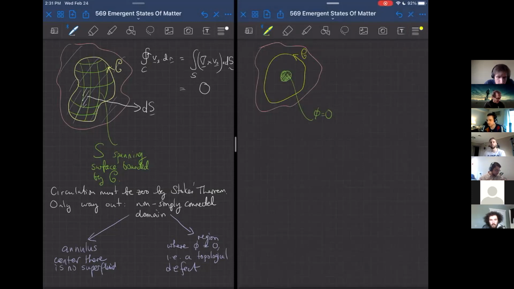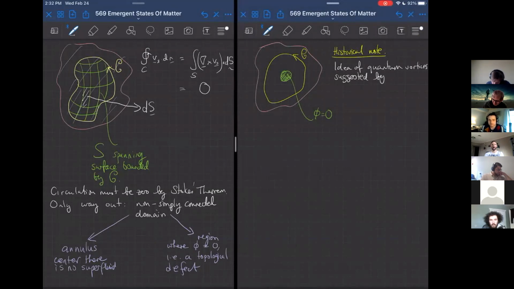Let's talk about them. First of all, a historical note. The idea of quantum vortices was suggested by Feynman and Onsager in the 1940s. Or maybe it was the 50s, I've forgotten.